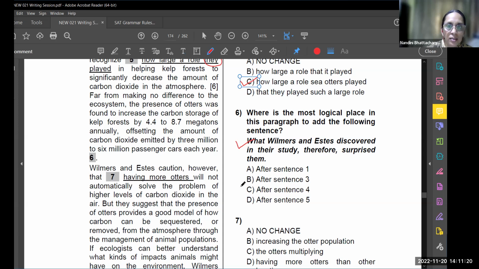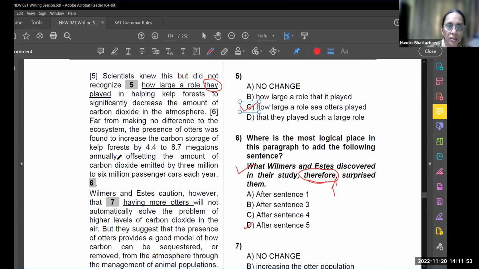You got your answer right? I'll check. Tell me your answer. What was your answer? D. After sentence 5. After sentence 5. So what Wilmers and Estes discovered in the study therefore surprised them. Now you have a therefore in this. So when you have therefore, usually we take it as a concluding sentence, but we have to confirm whether it is a concluding sentence or not.